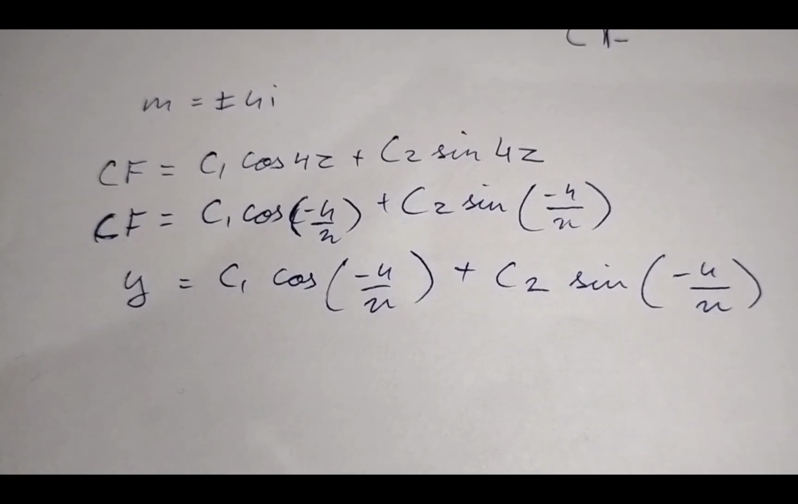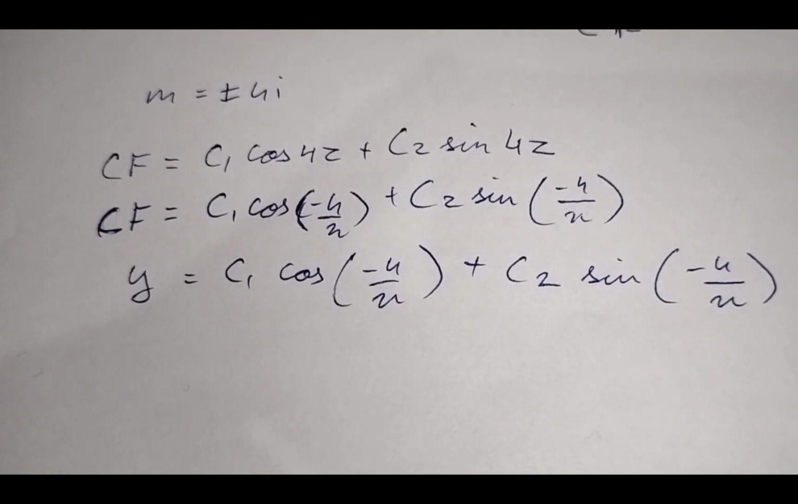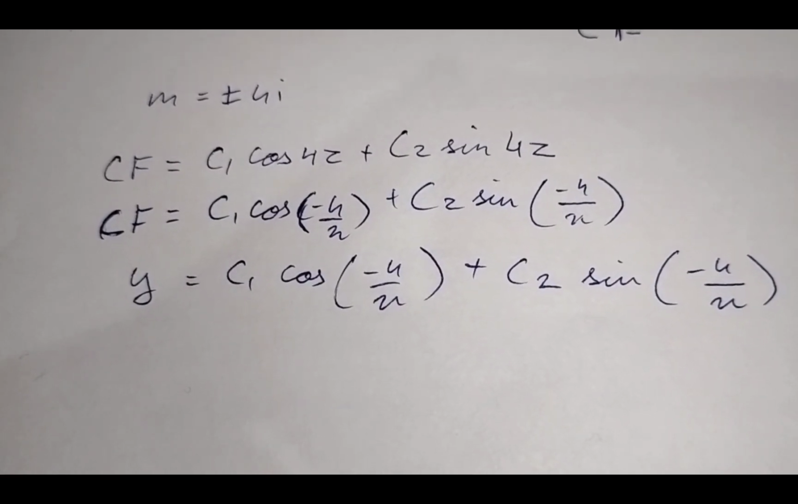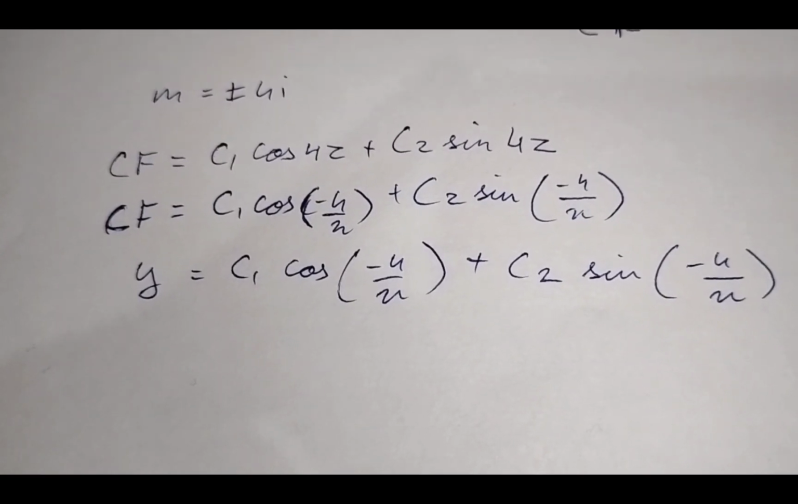Substituting z is equal to minus 1 by x, we get the new CF is equal to c1 cos of minus 4 by x plus c2 sin of minus 4 by x. Since y is a summation of the complementary function and particular integral, and our particular integral is 0, y is equal to CF, which is c1 cos of minus 4 by x plus c2 sin of minus 4 by x. This is our final solution.